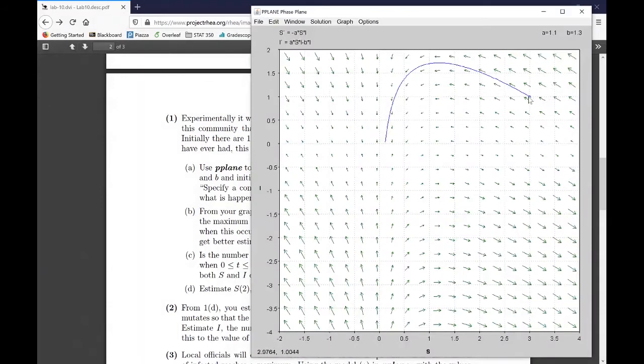So as you can see here, on the S-axis right here, S is continually decreasing, right? This means that S is getting lower and lower as time goes. Even though the infected population starts off rising, eventually at some point it doesn't. The infected population starts decreasing.